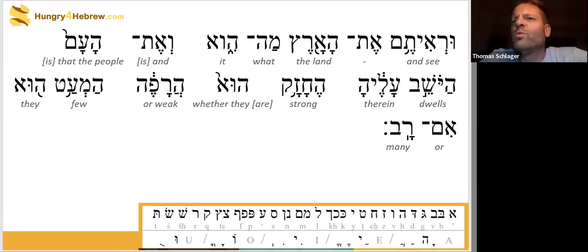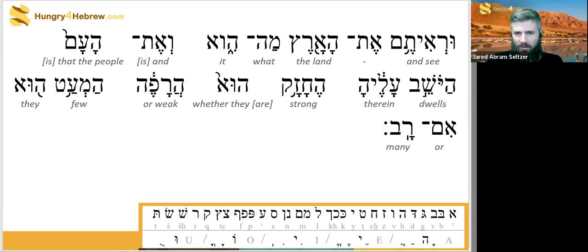Okay, so this is the intention of sending the spies into the land. Find out about the land, find out about the people. Are they strong? Are they weak? Are they few? Are they many?